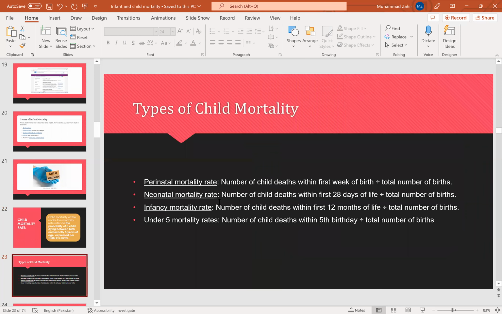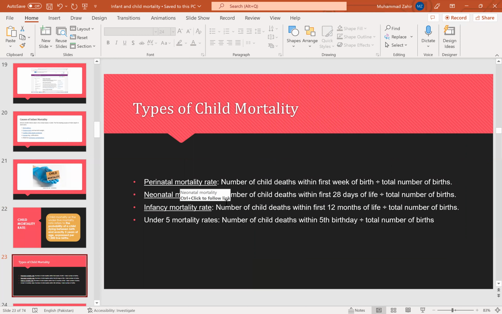Types of child mortality. The perinatal mortality rate is the number of child deaths within the first week of birth divided by the total number of births. I have told you perinatal mortality includes stillbirths, from 28 weeks of gestation till the end of 1 week after birth.